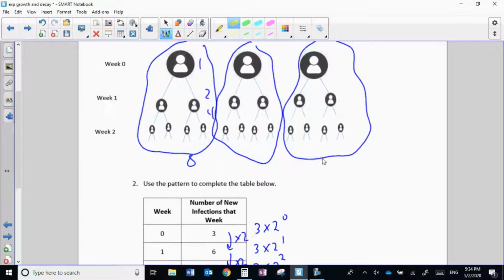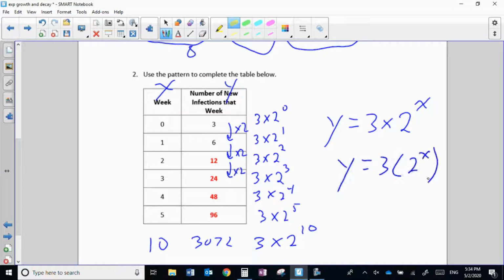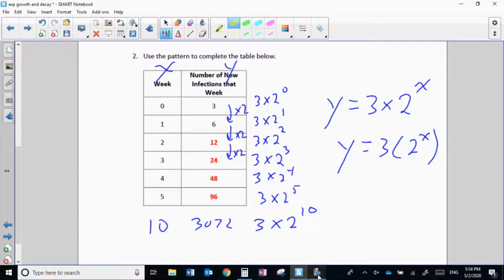The equation here for the infections per week would be y equals 3 times 2 to the power of x, where y is the number of new infections that week, and x is the week number. You'll often see that written like this: y equals 3 bracket 2 to the power of x, or sometimes the brackets are around the 3. Okay, let's look at the next example.